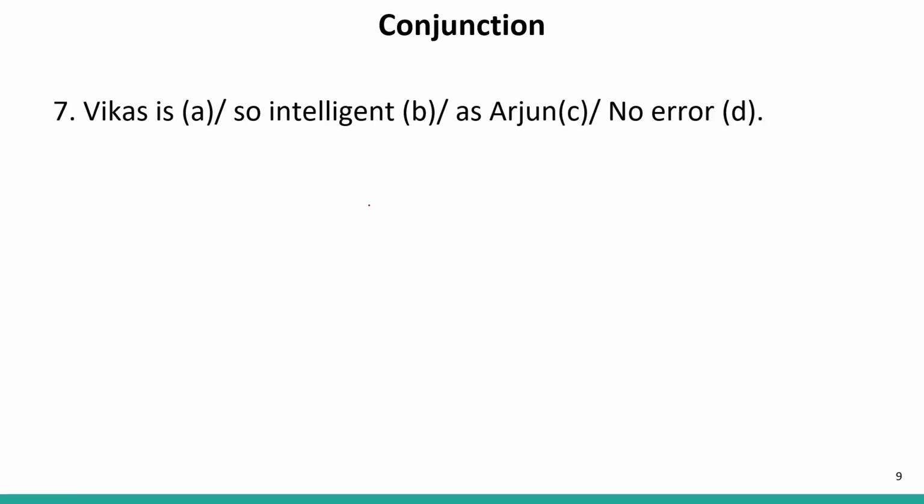Now let us move to the next question. Vikas is so intelligent as Arjun. Now we have already learnt in the adverb chapter that if so and as are there, we can use this pair only in a negative sentence. When we have so and as, the sentence that is formed should be a negative sentence. Only in a negative sentence can we use so and as together. But as and as can be used in both negative and positive sentences.